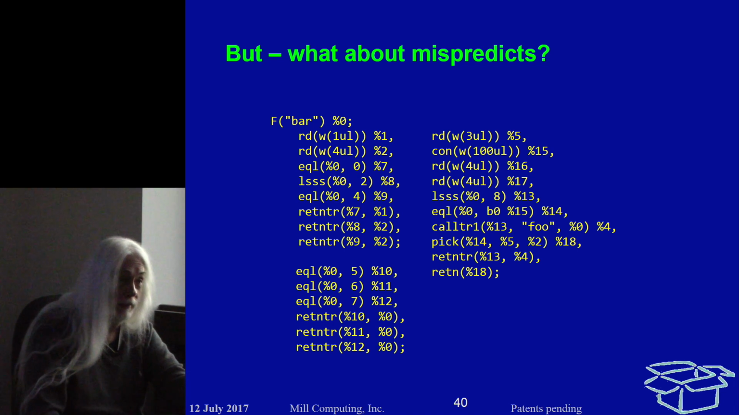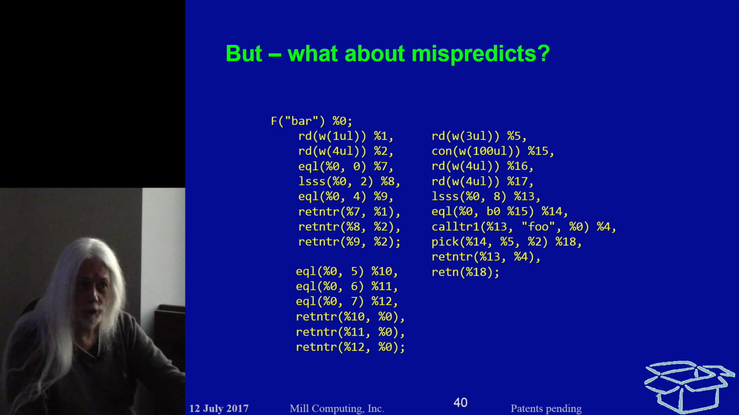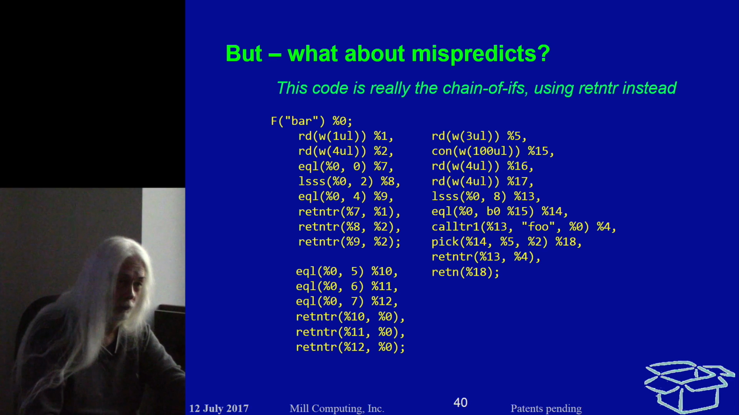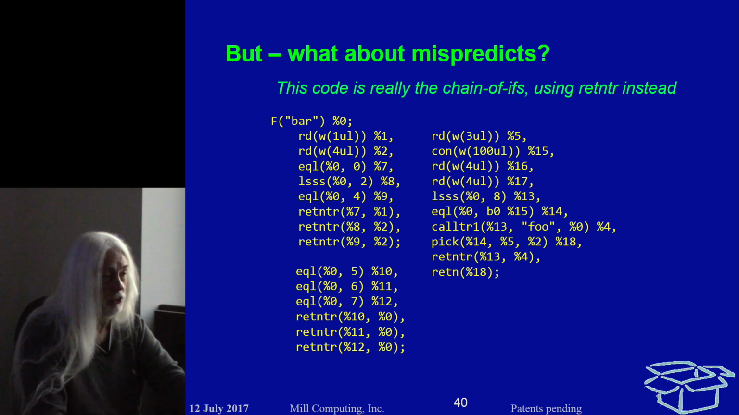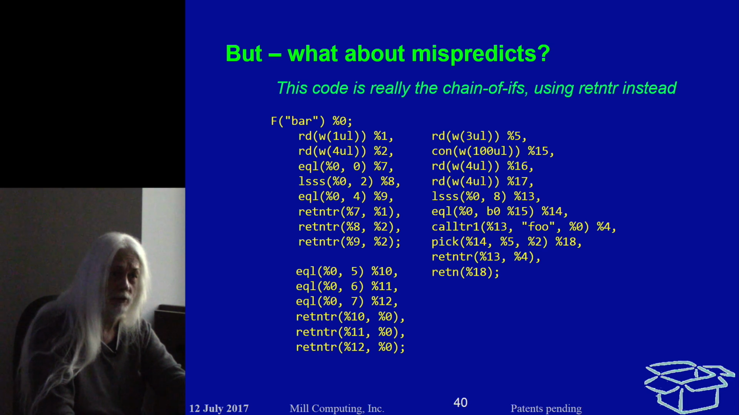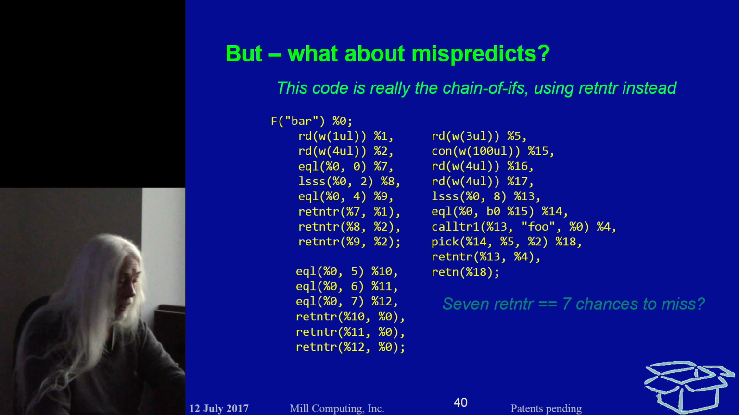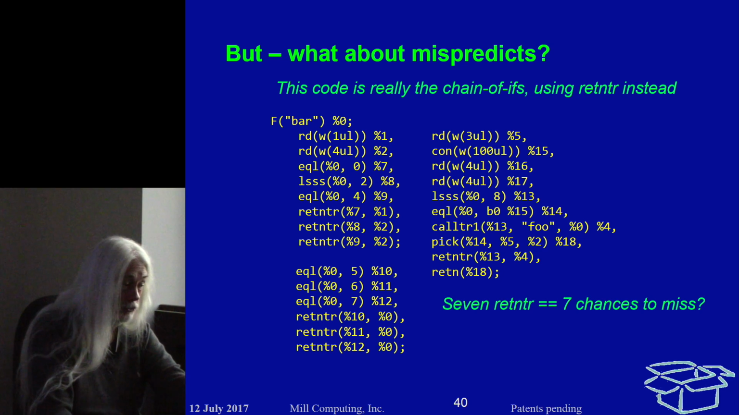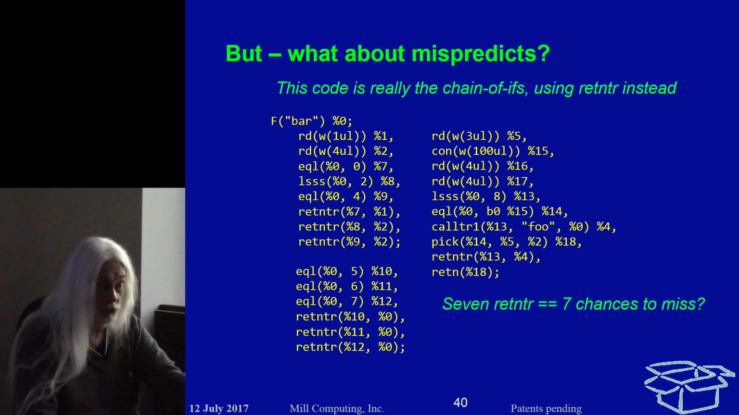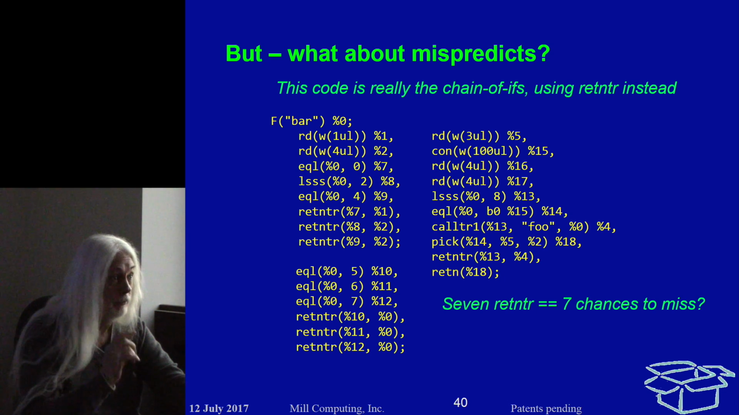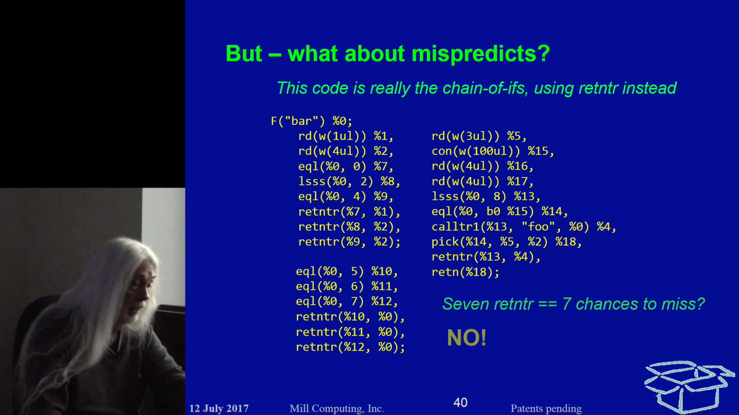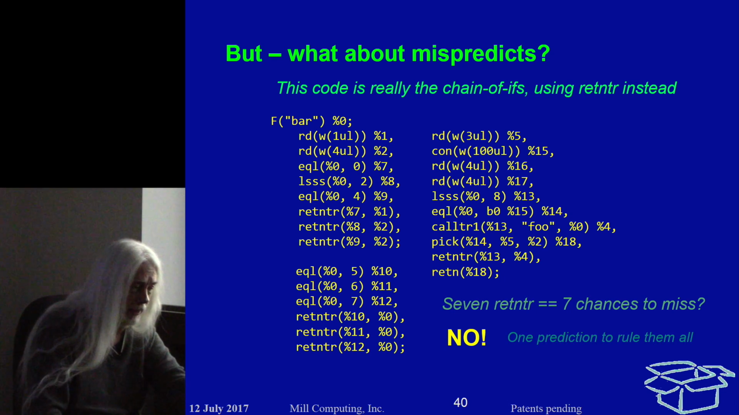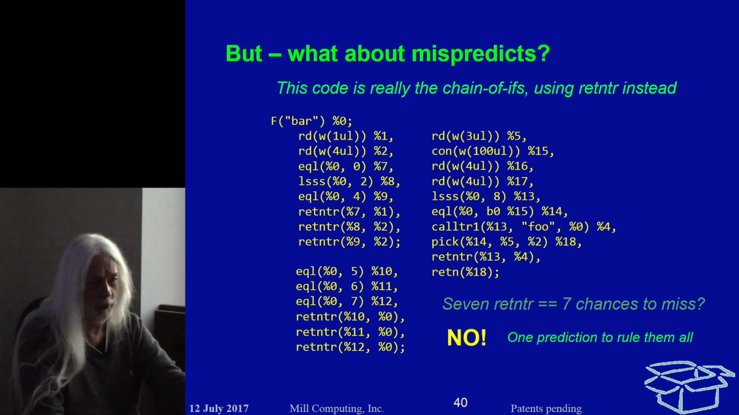However, that's only if everything works fine, but there are always mispredicts. Remember, we always do mispredict. And this code, though it's implemented in terms of the return true operation, is semantically basically our chain of ifs. There are 7 return trues. Are there 7 chances to miss? Well, there would be if it was a genuine chain of ifs with branch prediction, but it's not. That's because we don't do branch prediction.